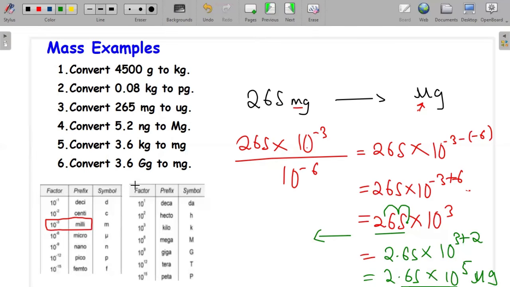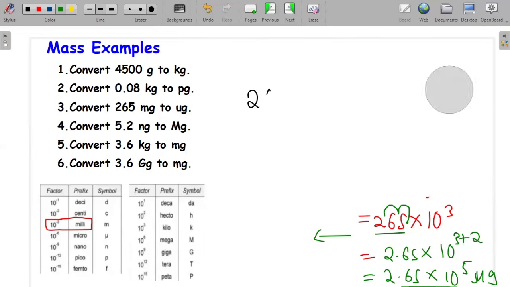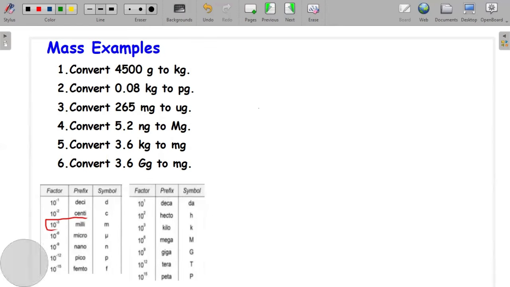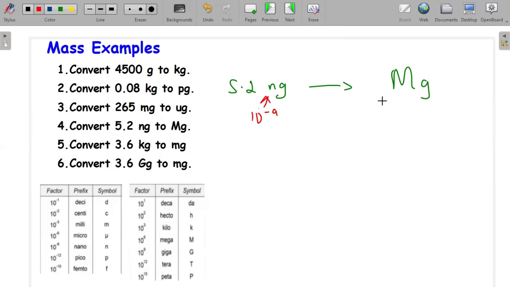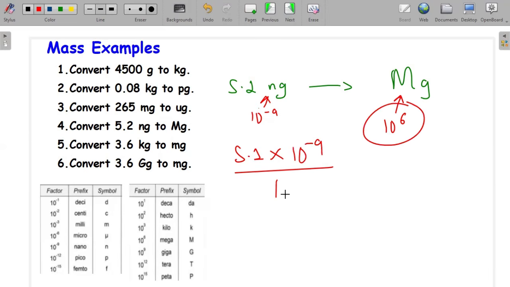Okay, so there are no questions. Let's move to the next one. I'm making sure we do as many questions as possible. The next one is 5.2 nanograms. We are converting these to megagrams. So what are we going to do there? The nano is 10 to the power minus 9. This mega here is 10 to the power 6. So this will be 5.2 times the nano, 10 to the power minus 9, divided by where we are going, 10 to the power 6.